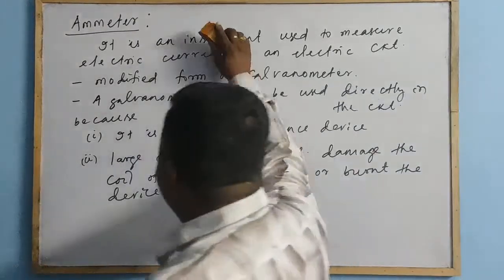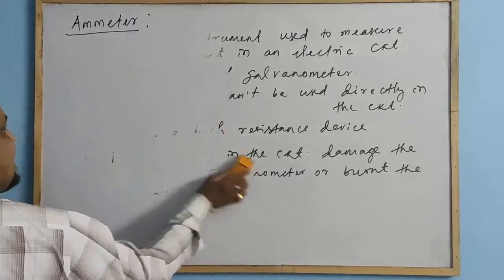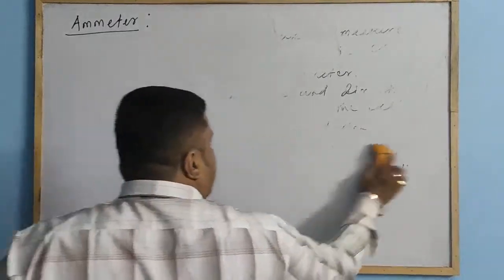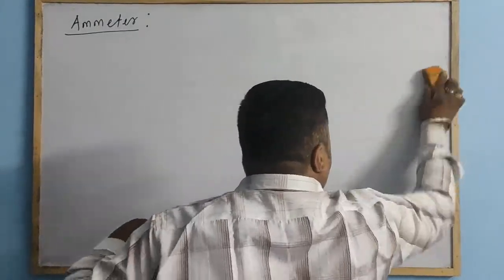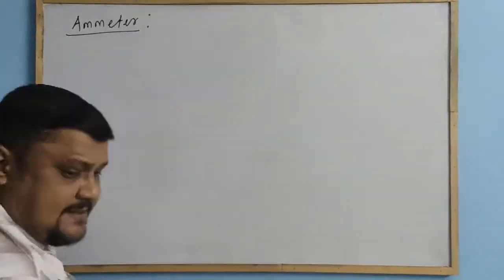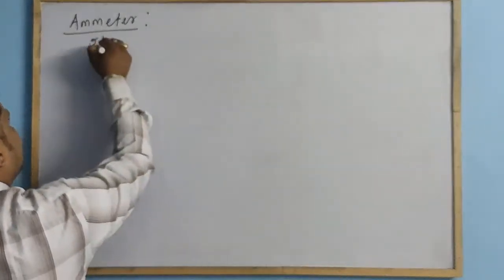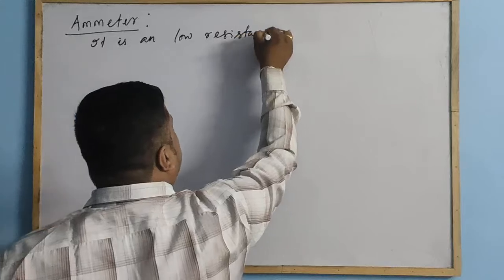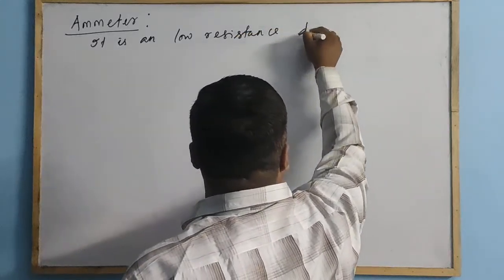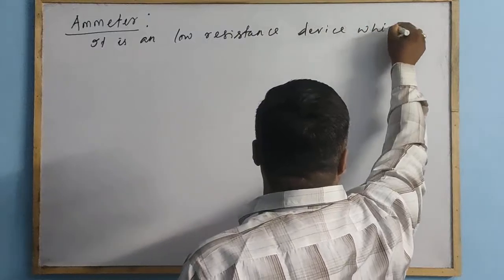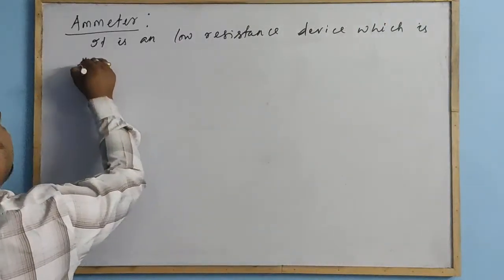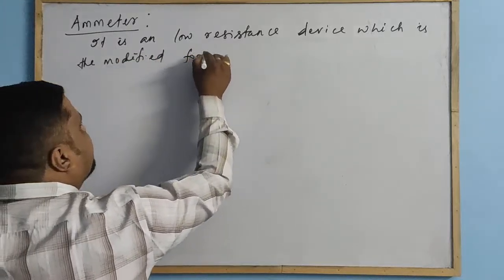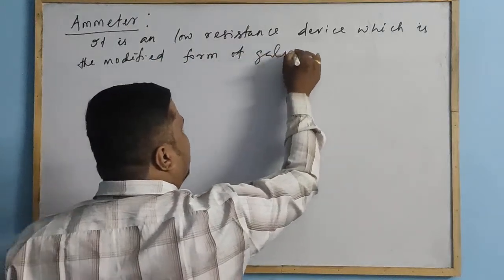Clear? So let me write an ammeter. It is an instrument to measure the electric current. What can we write? An ammeter is a low resistance device, which is the modified form of galvanometer.